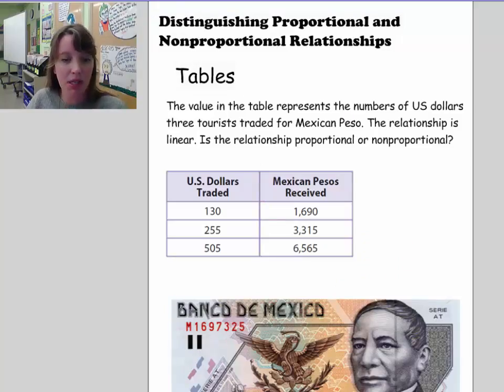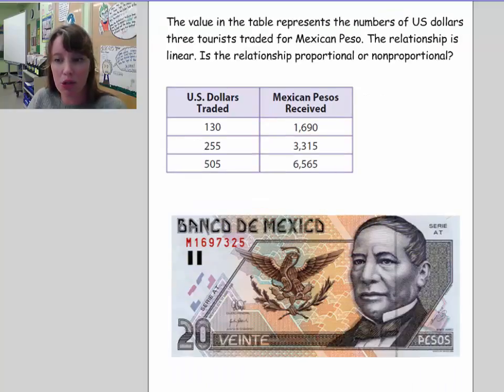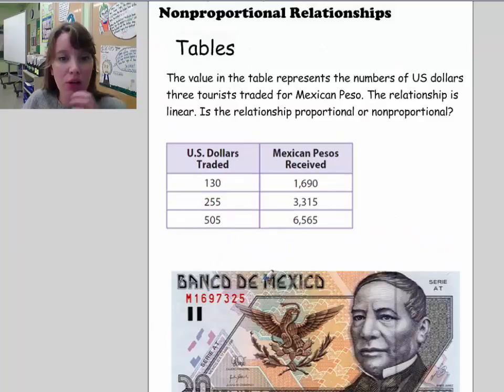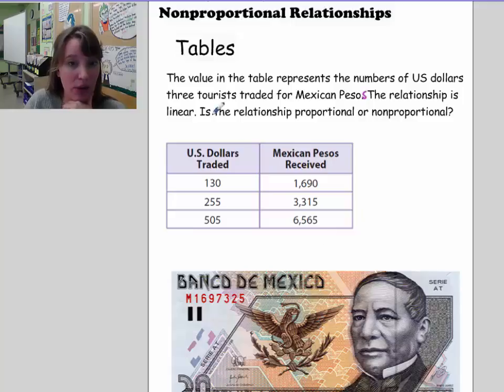Finally, we should be able to distinguish between proportional and non-proportional relationships in a table. The values in the table represent the number of US dollars 3 tourists traded for Mexican pesos. The relationship is linear, so they tell us already that it's linear, and they want to know, is the relationship proportional or non-proportional?